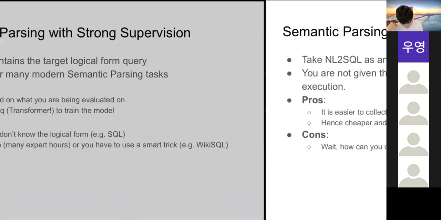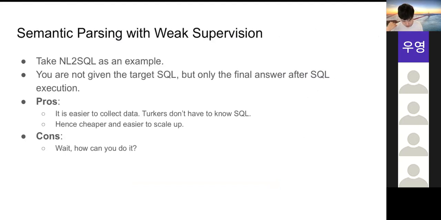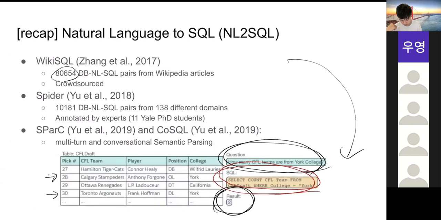Looks great, right? So there are certainly advantages. It's easier to collect data, so it's cheaper and easier to scale up in terms of the number. But there's one really big disadvantage, one really big con, which is, how can you do this? Can you formulate this problem as sequence to sequence too? Which doesn't make sense in many cases, because the answer to the question depends on the database. So it doesn't make sense to formulate this problem as simply question to result, right? It has to depend on the SQL, on the given database.